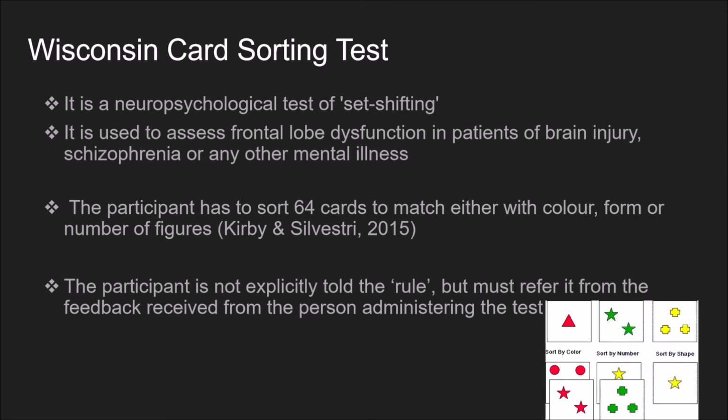Wisconsin Card Sorting Test. It is a neuropsychological test for set shifting. It is used to assess frontal lobe dysfunction in patients of brain injury, schizophrenia, or any other mental illness. The participant has to sort 64 cards to match either with color, form, or number of figures. The participant is not explicitly told the rule but must infer it from the feedback received from the person administering the test.